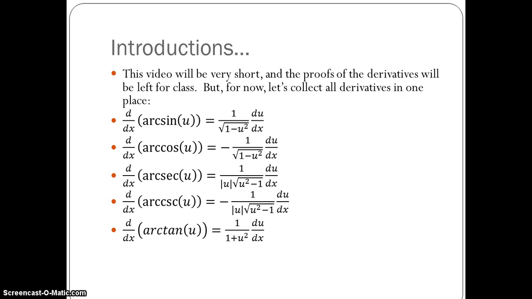A little bit easier formula is the derivative of arctangent of u. That derivative is 1 over 1 plus u squared du dx. And you guessed it, derivative of arc cotangent of u is negative 1 over 1 plus u squared du dx. So 6 formulas to know, 6 formulas to memorize.